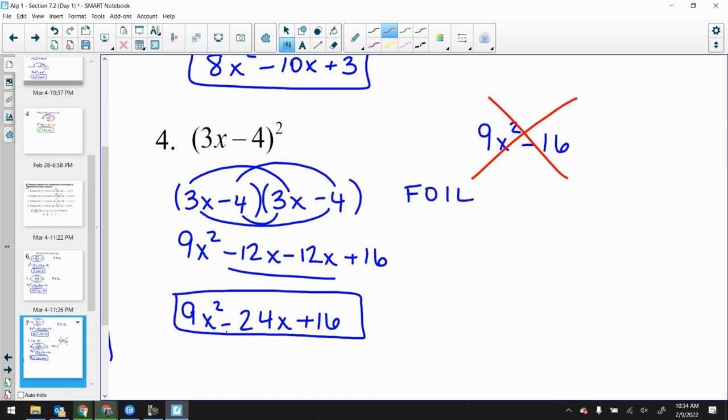Can we just put this in our calculator? Would it give us the same answer? Or like... How are you going to put an X in your calculator? Good point.